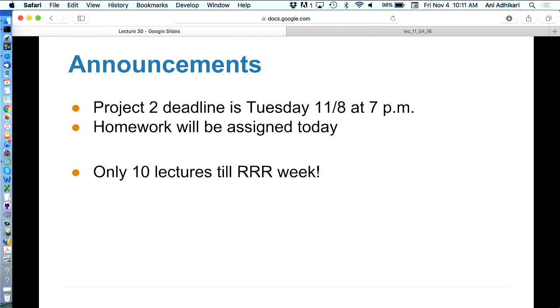I counted. We have 10 lectures till RR week. There's a few holidays in November. The 2 Fridays are off. The next Friday is off, and then the Thanksgiving Friday is off. And then Wednesday before Thanksgiving, there is no lecture. So there are 3 lectures that you missed. But we have 10 lectures till we are done. That's a little scary, but we'll make it. We're doing well.